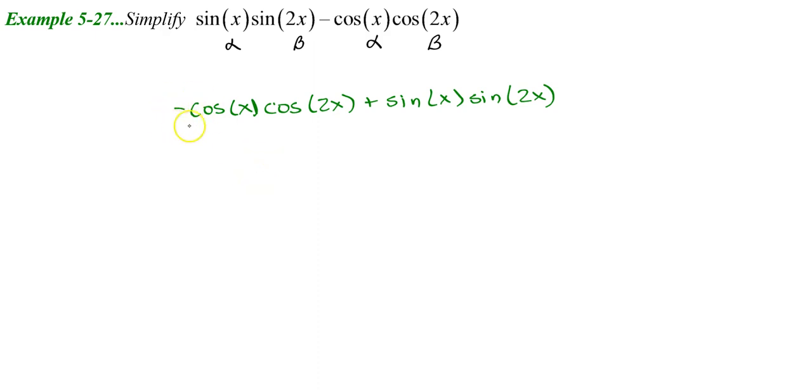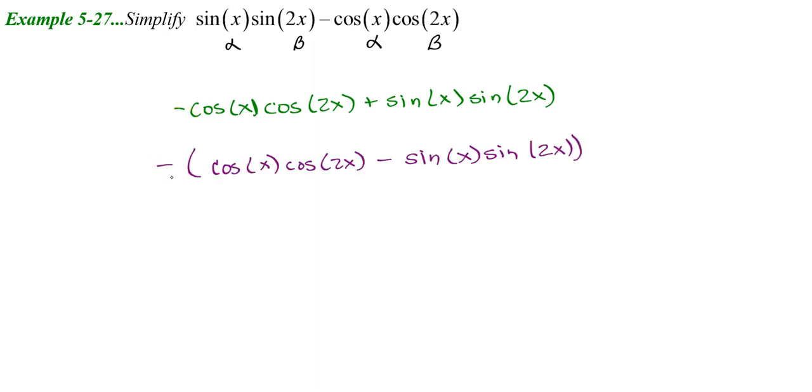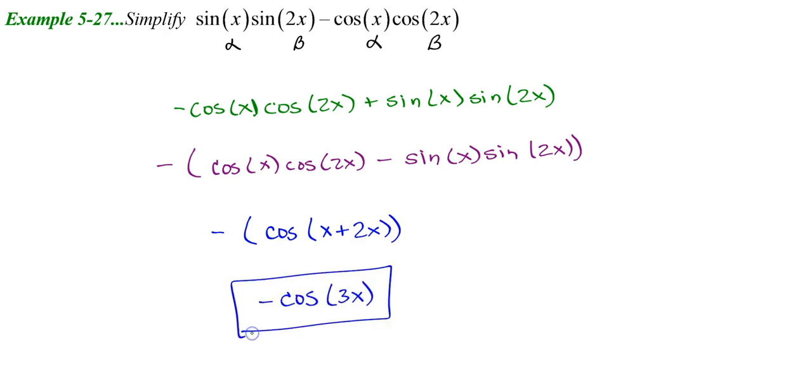However, this negative sign out front is a bit of a problem. So we're going to factor out the negative. So once I factor out the negative, I get cosine times cosine minus sine times sine. And that's exactly the way it is on my formula sheet. So now I can use the substitution. This is cosine alpha plus beta. So this would be cosine x plus 2x. So I get negative cosine of 3x. So I end up with negative cosine of 3x.